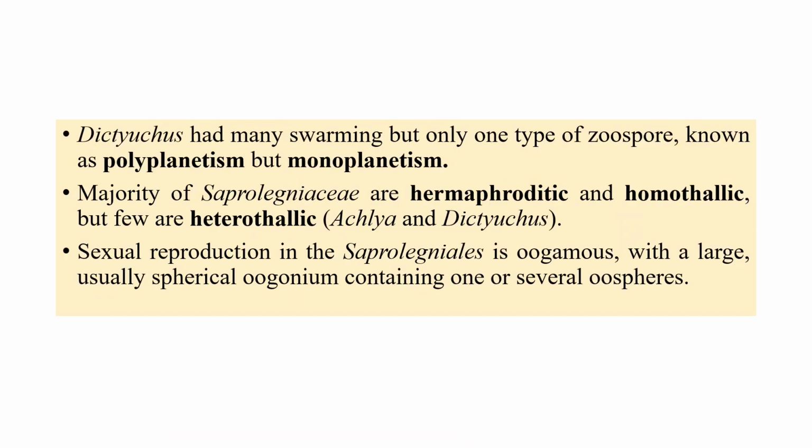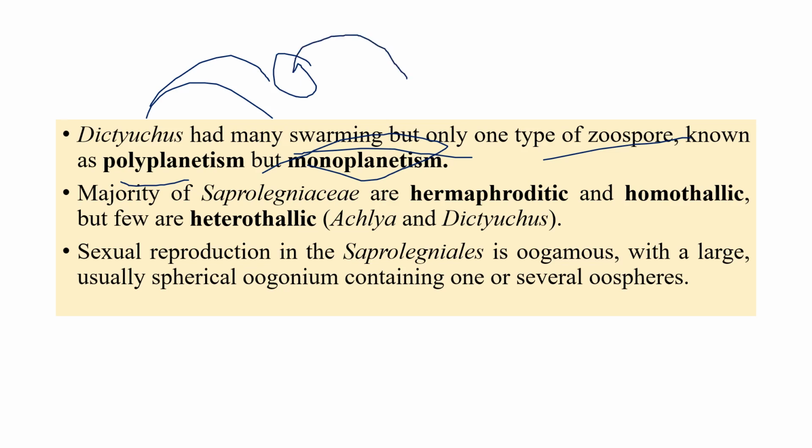And some other important points include dioecious, which actually produces different swarm spores, but the zoospore is a single kind only. That's why it is called polyplanetism but monoplanetism. Don't confuse here. There is a fungus called Dictyuchus. This has only one kind of zoospore only. Different forms can appear, so that's why it's called polyplanetism.